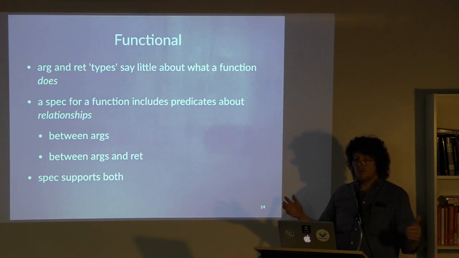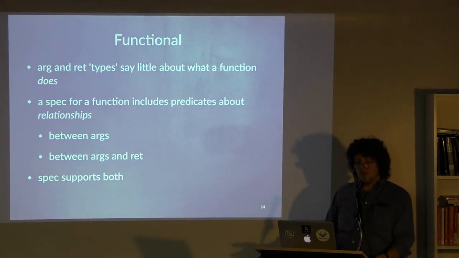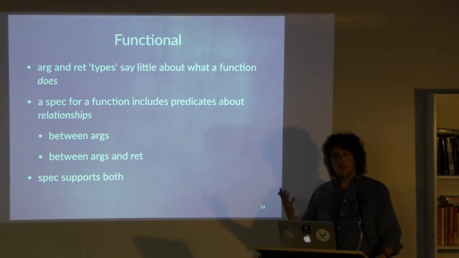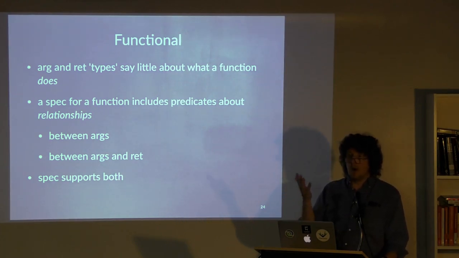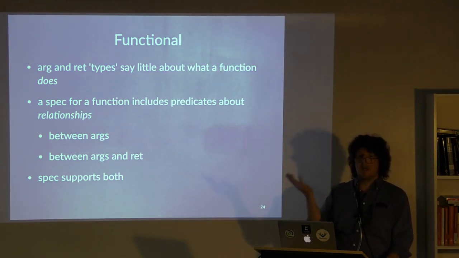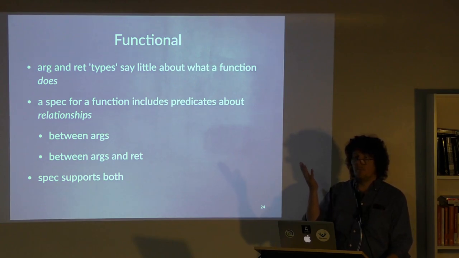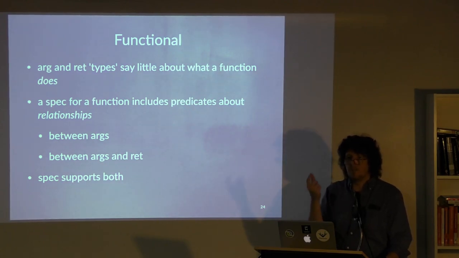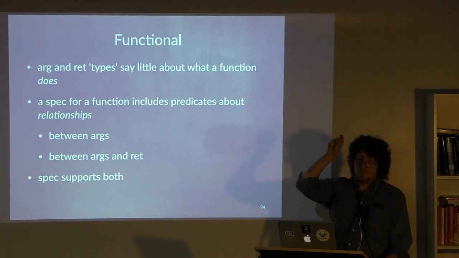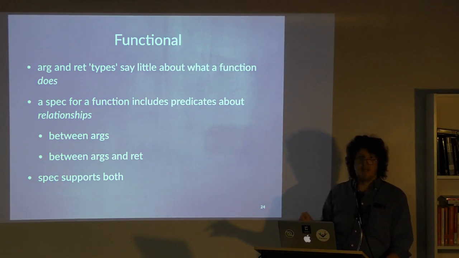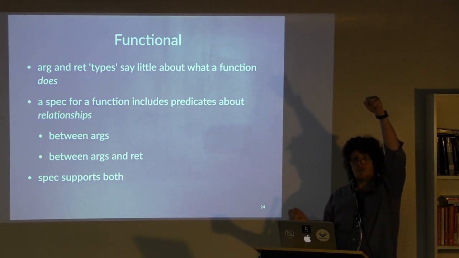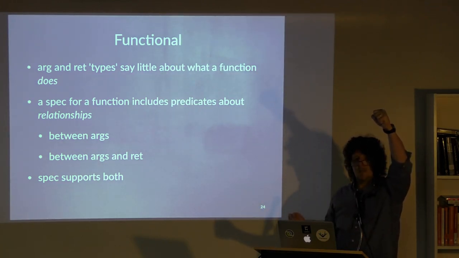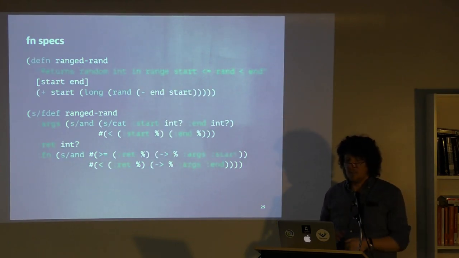So what does the function do? Well, there's a bunch of stuff that would matter in terms of making better statements about the arguments, right? Because a lot of times there are preconditions on the relationships between the arguments. But what a function does fundamentally is a predicate over the relationship between the arguments and the return value. It crosses values. So this value crossing is an important thing, and spec supports both of these things.